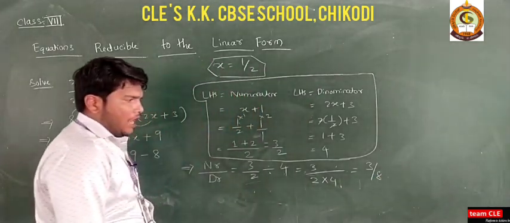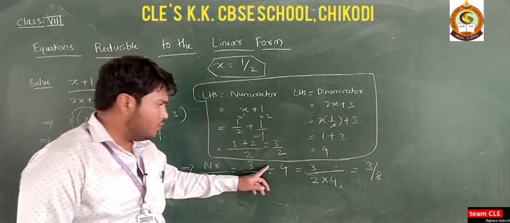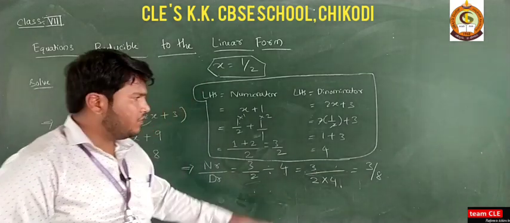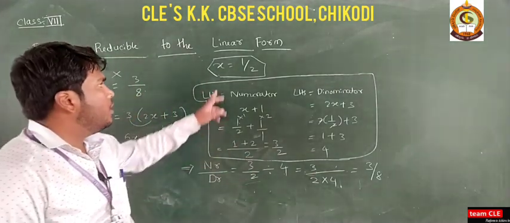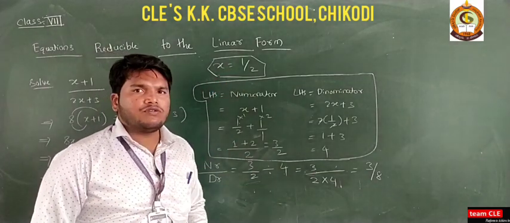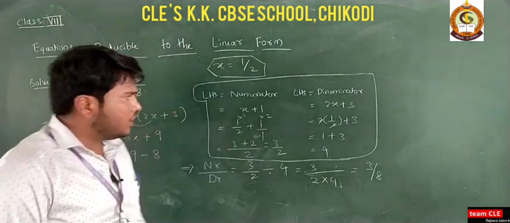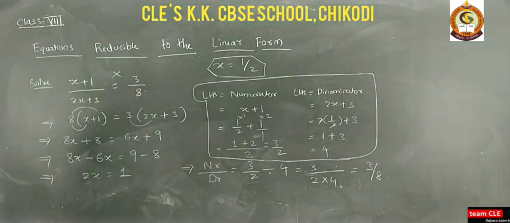So this is your RHS. So 3 by 2 divided by 4 is again your 3 by 8, which means LHS is equal to RHS, so the answer is correct, that is x is equal to 1 by 2. Okay dear students, so please note down, that is the first problem of equation that is reducible to the linear form.